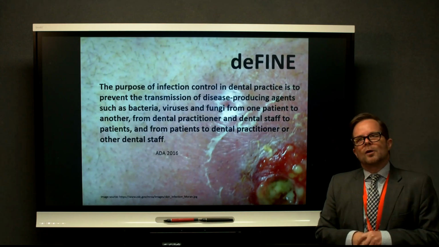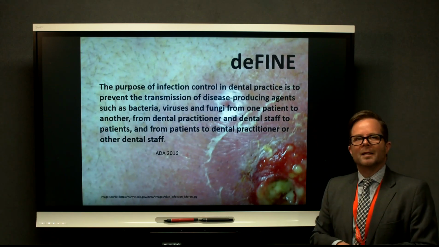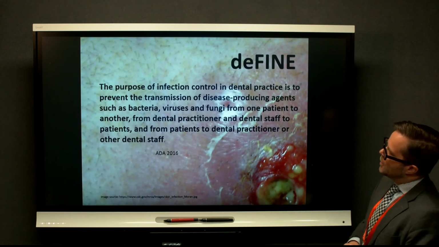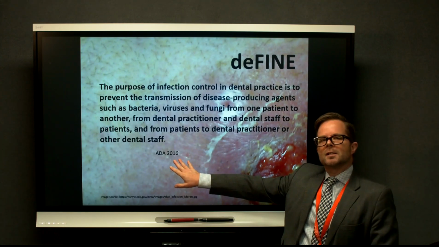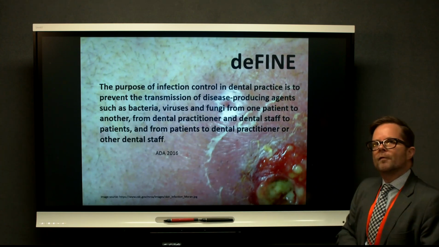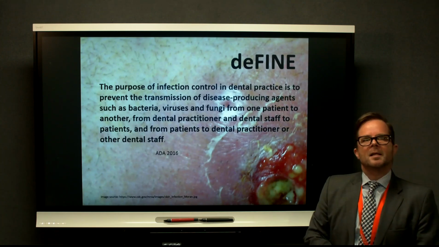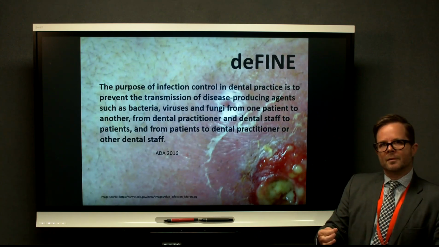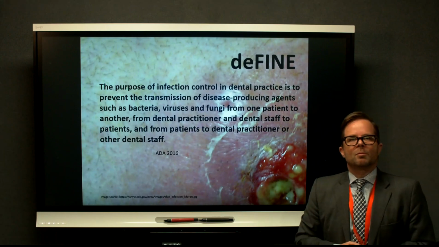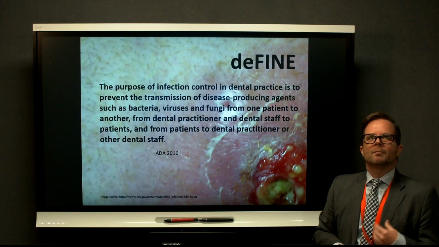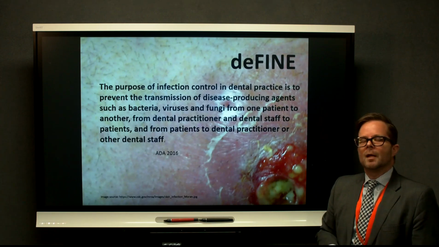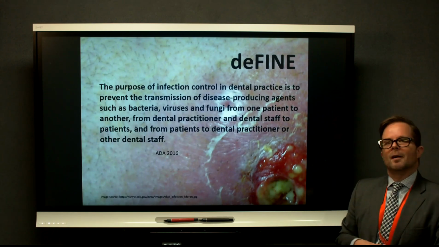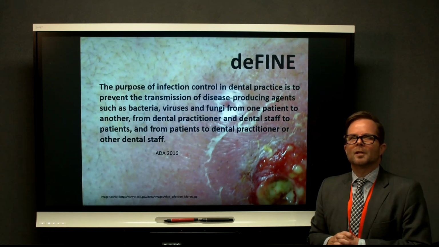So it's always a good idea to begin with some clear definitions of what we mean by these terms that we're using. So I've taken the Australian Dental Association's definition of infection control, and they say that the purpose of infection control in the dental practice is to prevent the transmission of disease-producing agents, and they can be things like bacteria, viruses, fungi. There are some other nasty organisms, prions, that sort of don't fit into those families very well. We're still learning about those things.